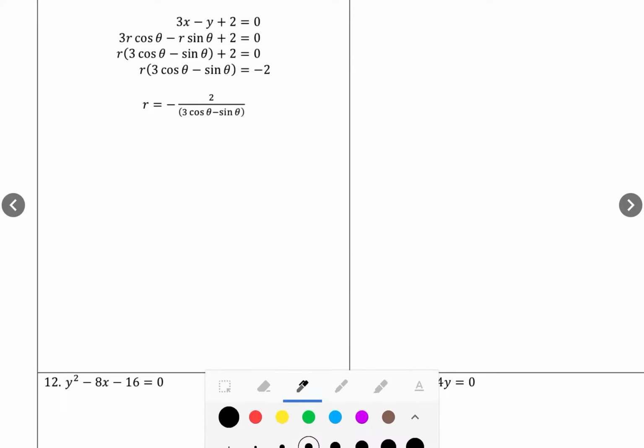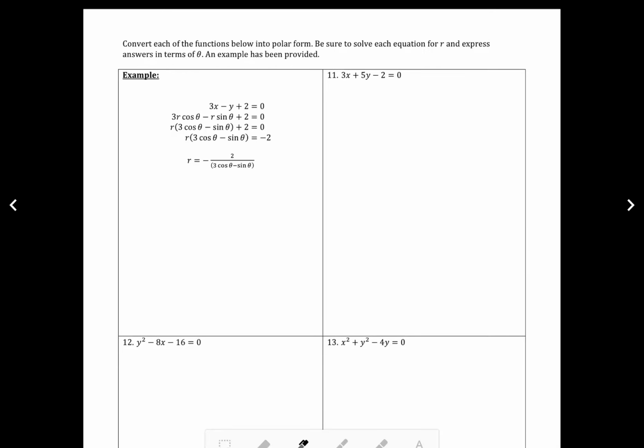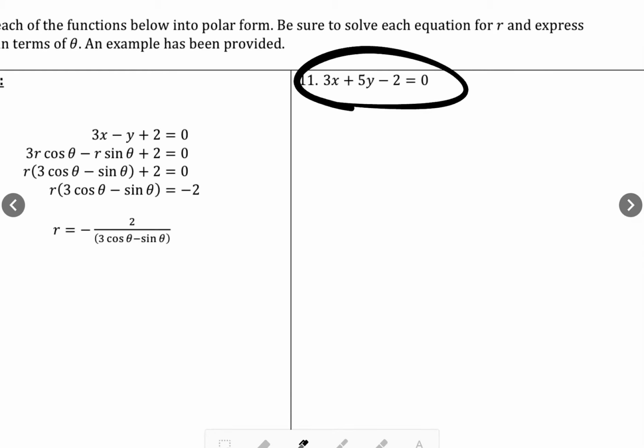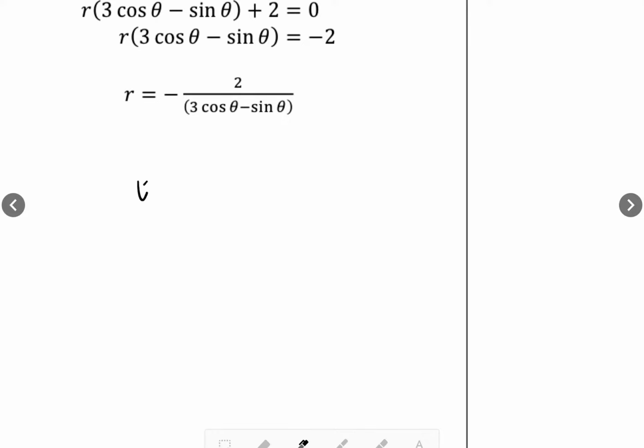Okay, so we've converted points between rectangular and polar. Now we're going to convert equations between rectangular and polar. So I want to remind you about those facts that we know. We know that x is r cosine theta. x is always associated with the cosine.